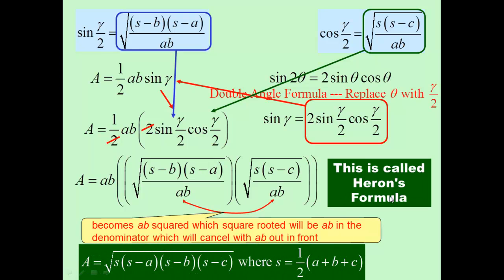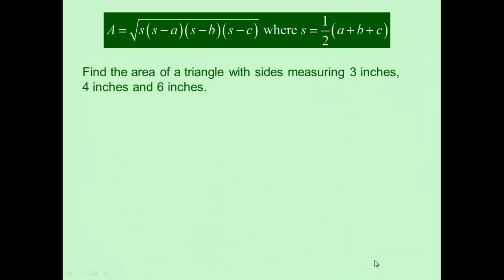It's called Heron's formula. Remember, S is 1/2 the perimeter. So the area is equal to the square root of 1/2 the perimeter times 1/2 the perimeter minus one of the sides times 1/2 the perimeter minus another side times 1/2 the perimeter minus the third side. Okay, so here's Heron's formula again.